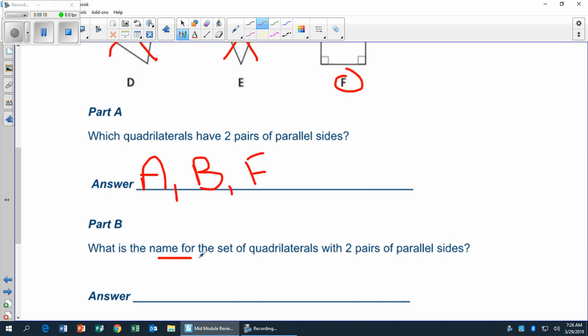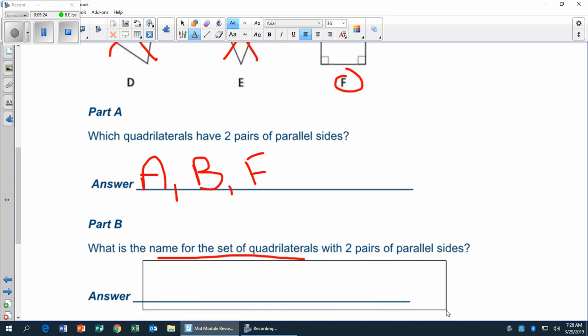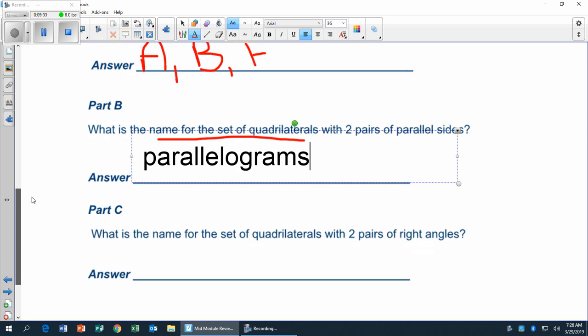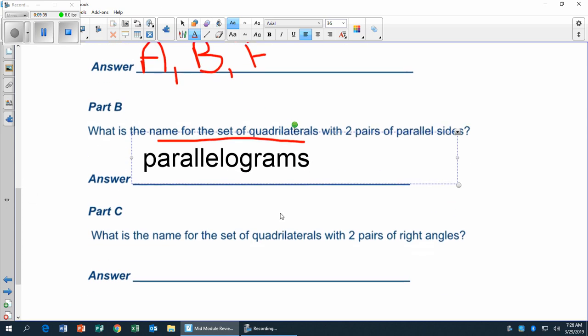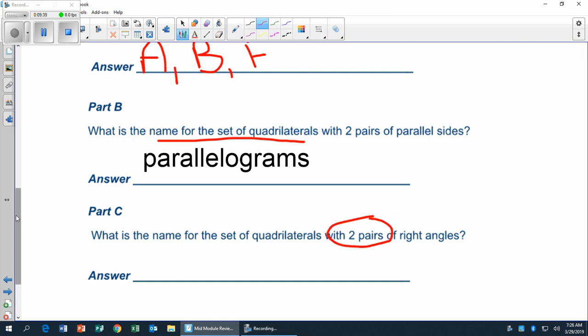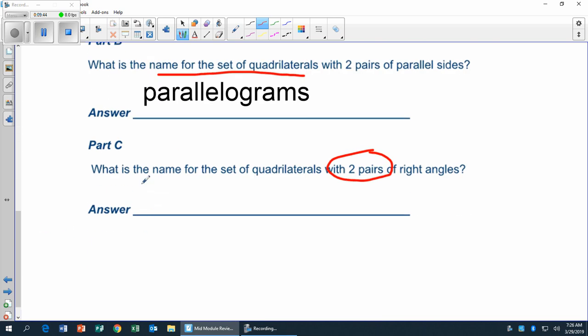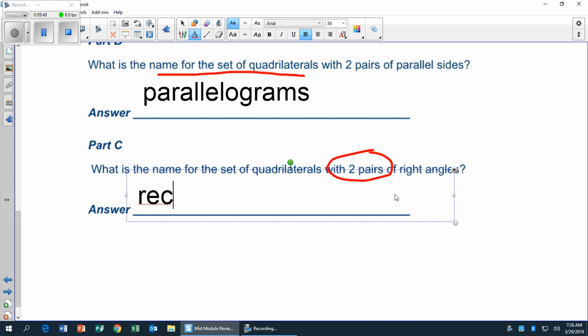And then it says what's the name of the set for two parallel sides. So when something has two pairs of parallel sides, we know that the big name for that set is parallelograms. And then what's the name for the set of quadrilaterals with two pairs of right angles? Since it says pairs, that's really telling me 4 right angles. So 2 pairs of right angles, and what covers all of those? Not just some of them. They are all rectangles.